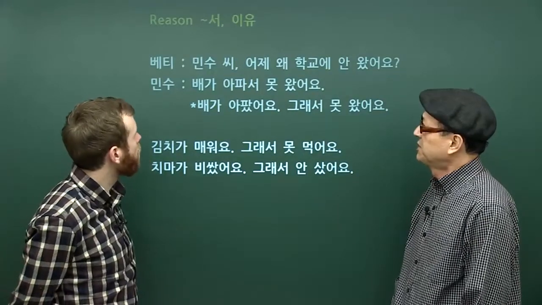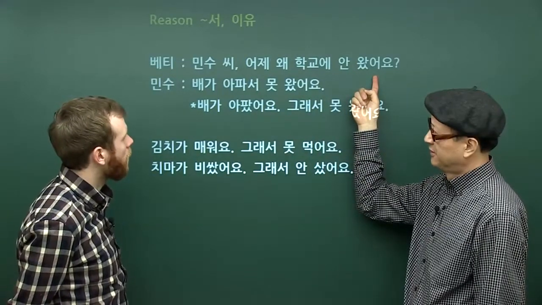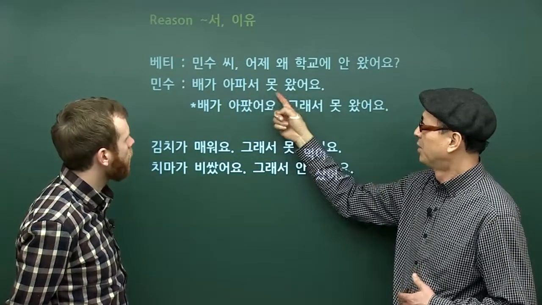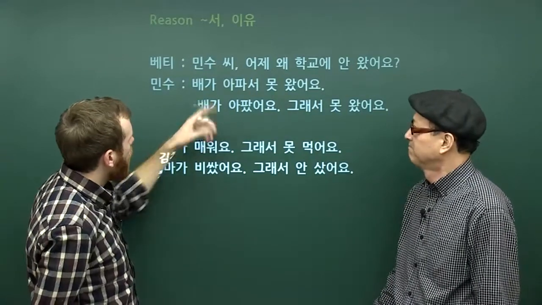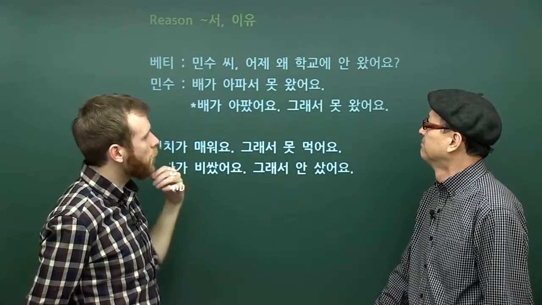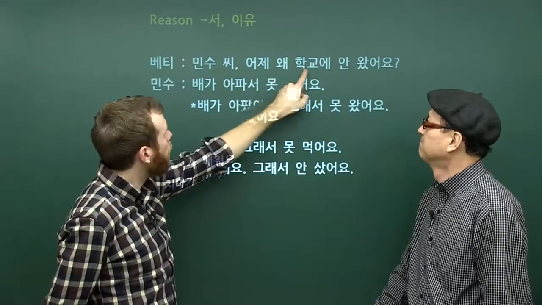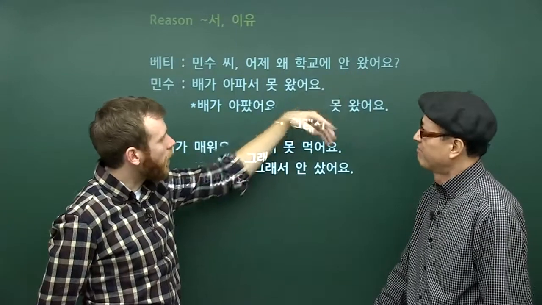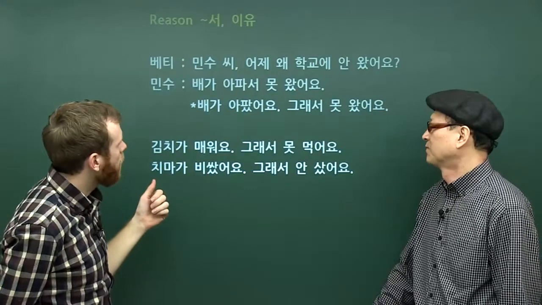Sure. 민수 씨, 어제 왜 학교에 안 왔어요? 배가 아파서 못 왔어요. So Betty is asking Minsu about yesterday, right? So Minsu, why didn't you come to school yesterday? So 어제 is yesterday. 왜, why? 학교에, so school and our place marker. 안 왔어요. So 안 negates the verb here, 왔어요. And again, talking about the past.